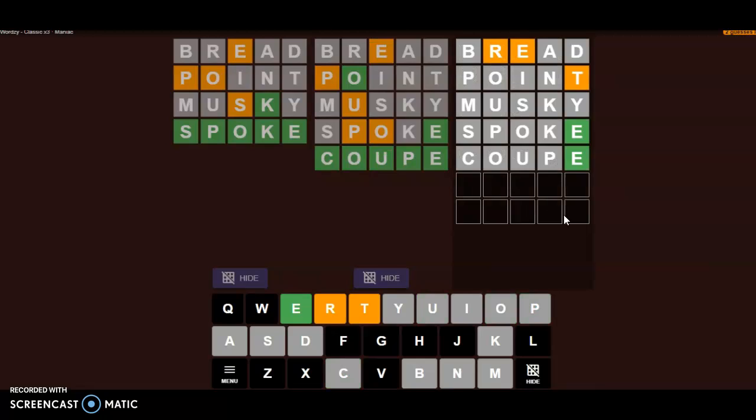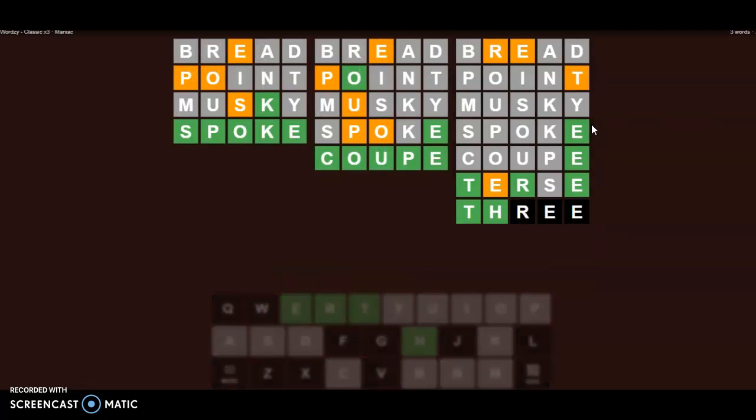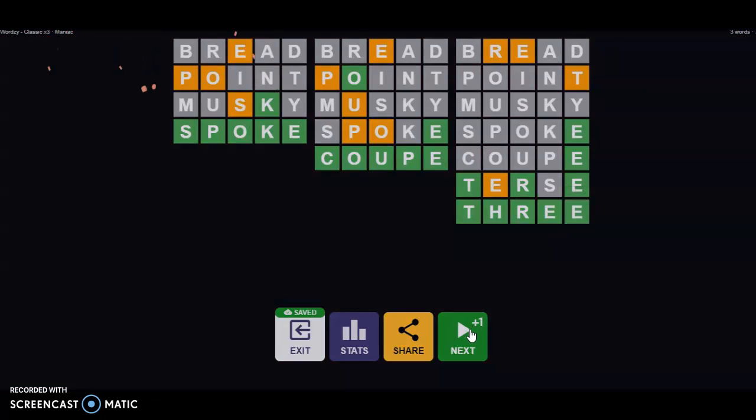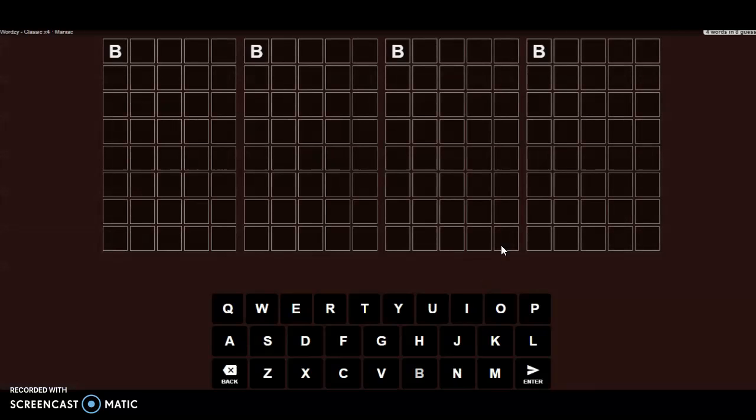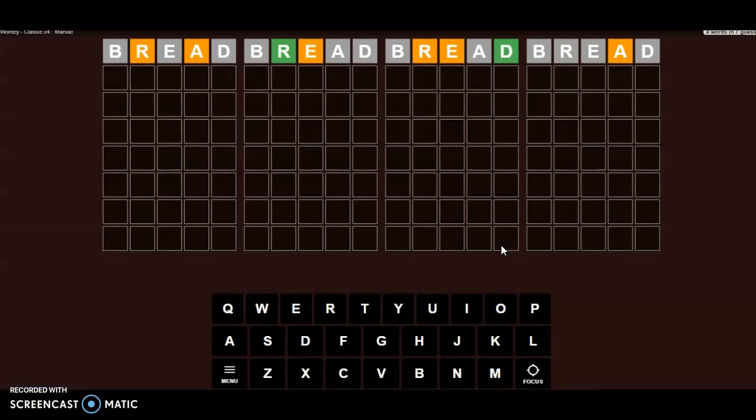What do we have? The only vowel is an E, so we have to probably expect that to have another E. So, terse. Let's try terse and see what we get. Okay, that is so helpful. 3 is the answer. Okay, that is our 3 word. Okay, portal time, basically, with these.